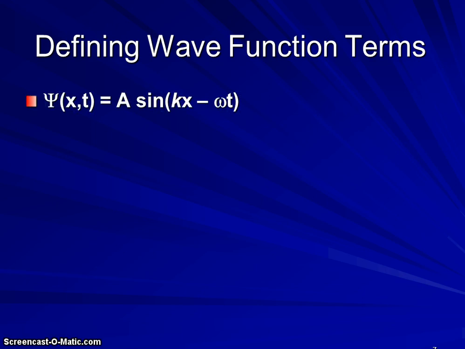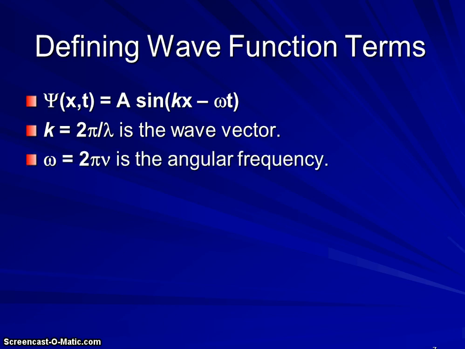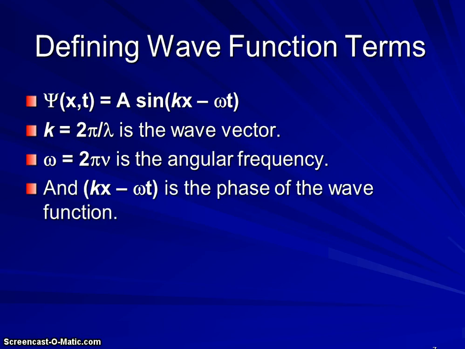So we can rewrite that wave function in simpler terms where we say k, lowercase k, is 2 pi over the wavelength. We call that the wave vector. And omega is 2 pi times the frequency, and we'll call that the angular frequency. And so kx minus omega t is the phase of the wave function. So we've just defined several wave function terms.